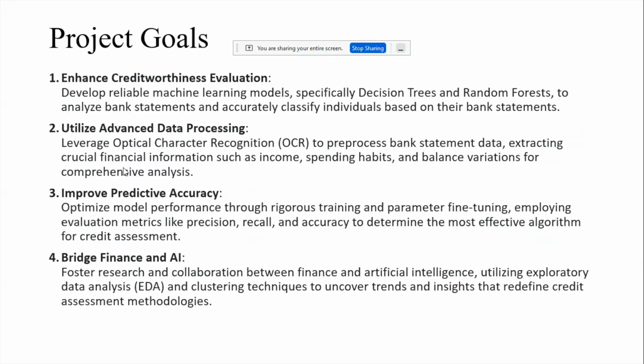First, enhance the creditworthiness evaluation. Here, I aim to develop reliable machine learning models, specifically decision tree and random forest, to analyze the bank statements. The second thing is utilizing advanced data processing using OCR technology to extract vital information from bank statements, including income, spending habits, and balance changes. This pre-processing step is essential for feeding clean structured data into the AI model.